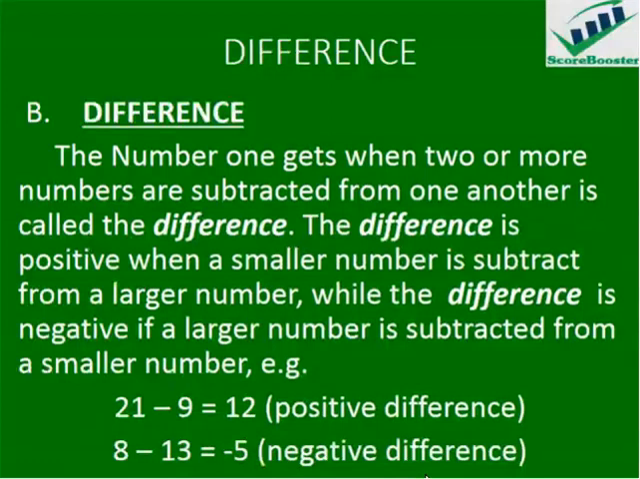That is positive difference. But if you subtract a larger number from a smaller number, you get a negative difference. For example, if you subtract 3 from 2, 2 minus 3 will give -1. That is negative difference. So in differences, you have two options. It's either we have a positive difference when a smaller number is subtracted from a larger number, or we have negative difference, that is when a larger number is subtracted from a smaller number.